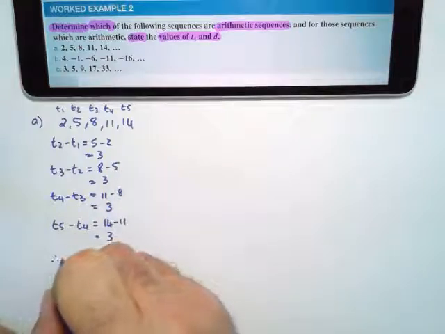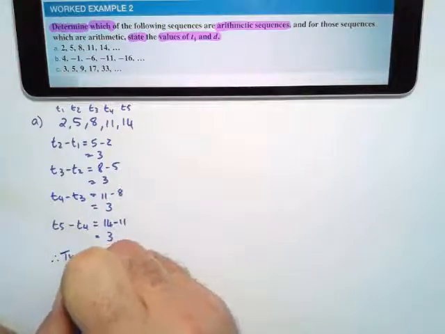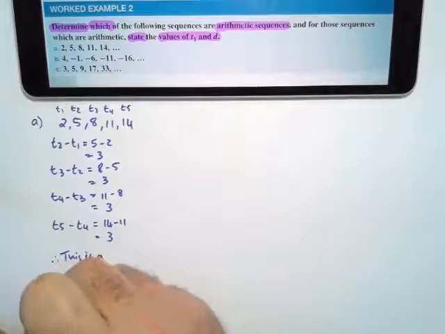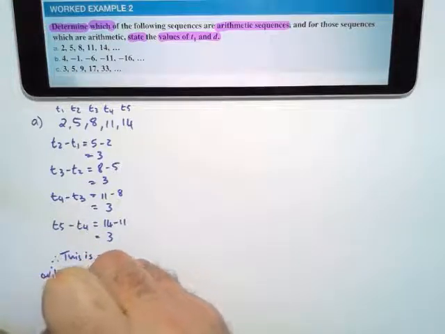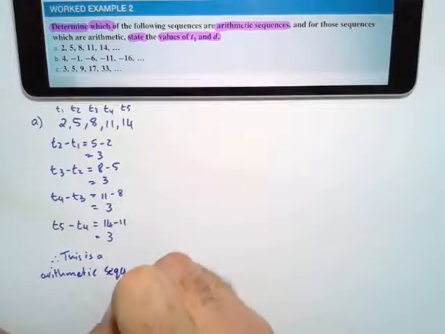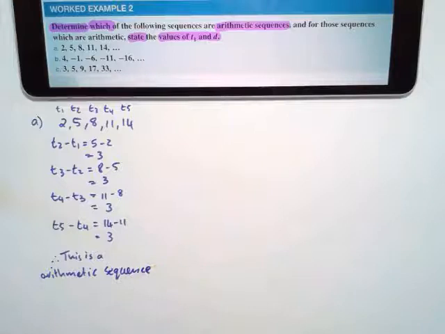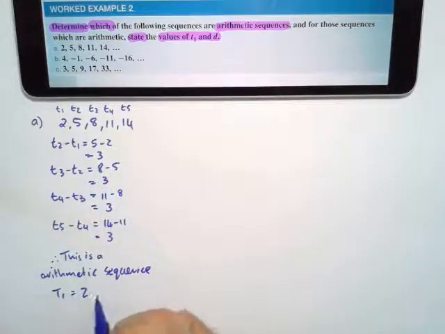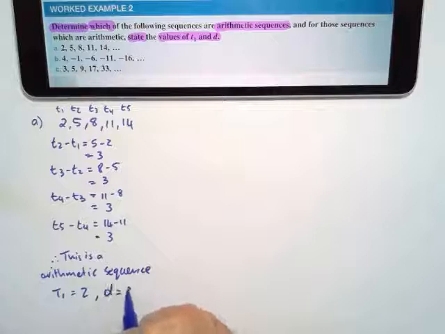I'm going to say, therefore, this is an arithmetic sequence. And I'm going to say term 1 is always the first term. The first term equals 2. And d is the common difference, and I've calculated that d equals 3.